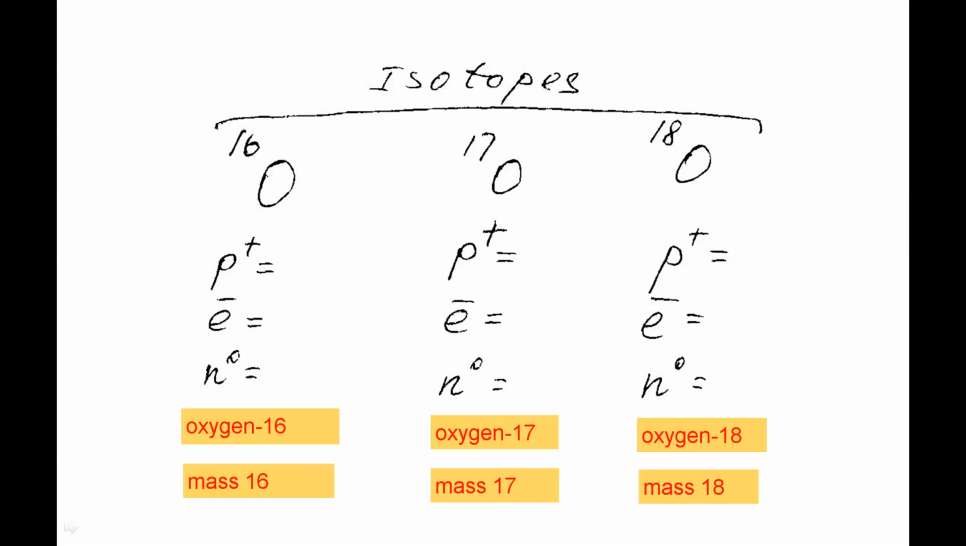So what I want you to do right now, I want you to pause this video, grab a piece of paper and a pencil or a pen, and copy this screen that has oxygen 16, 17, and 18. Similar to how we had it for the hydrogen isotopes, I would like you to calculate the number of protons, electrons, and neutrons for oxygen 16, oxygen 17, and oxygen 18.